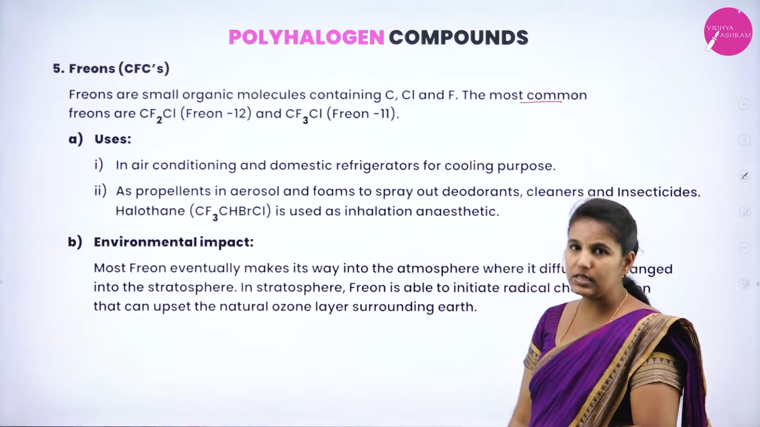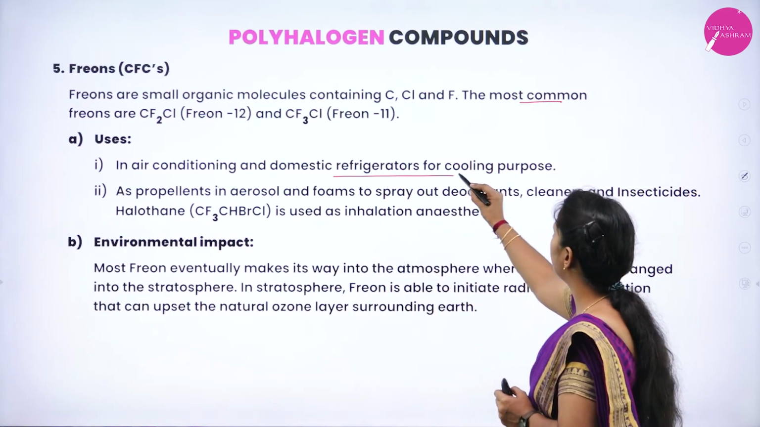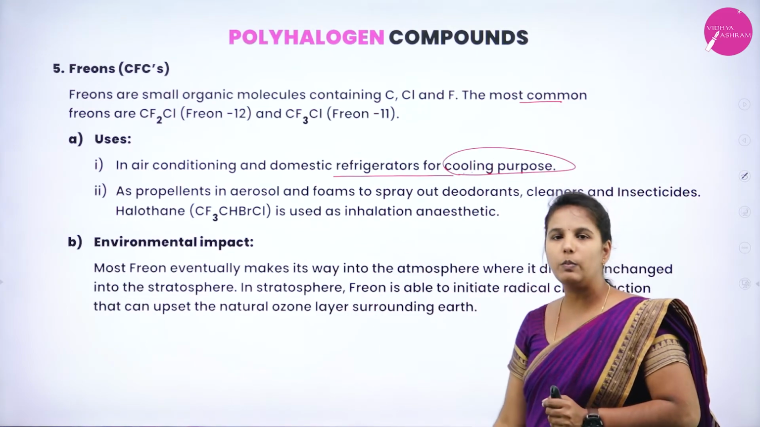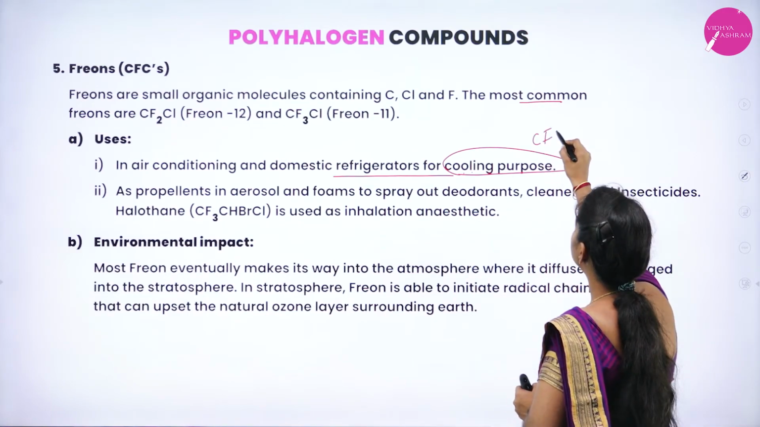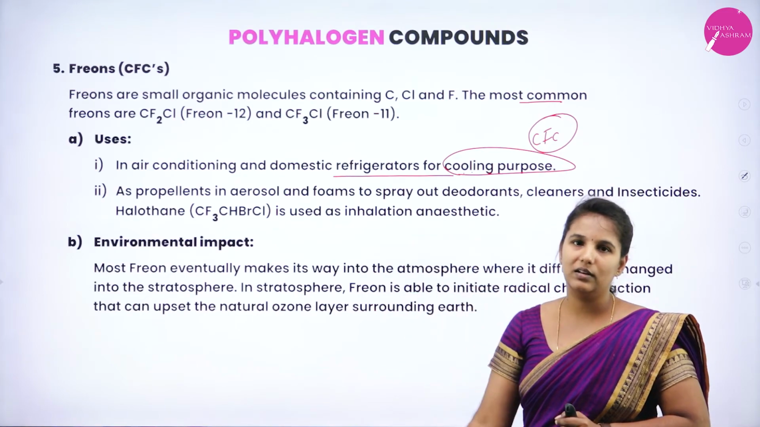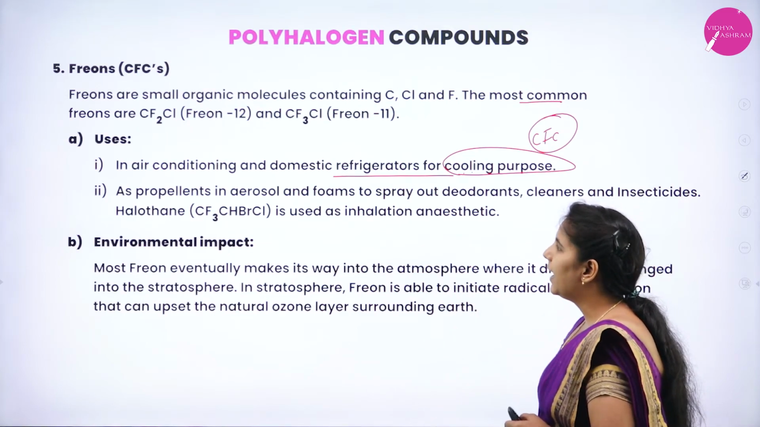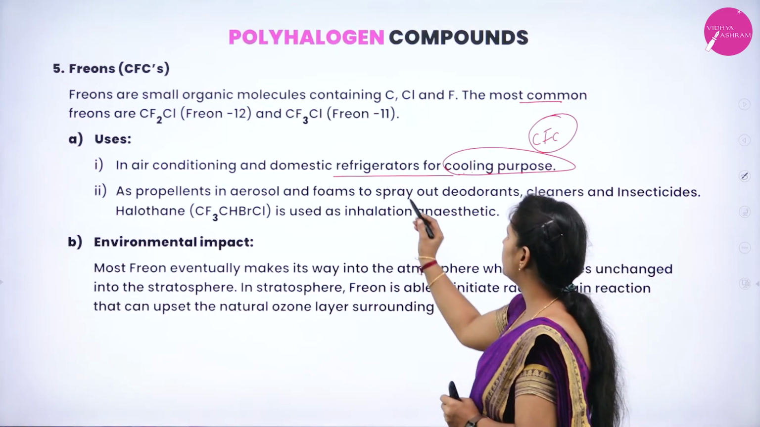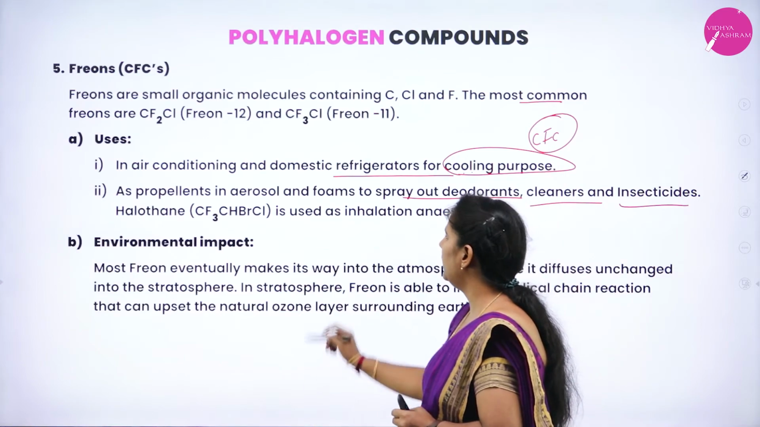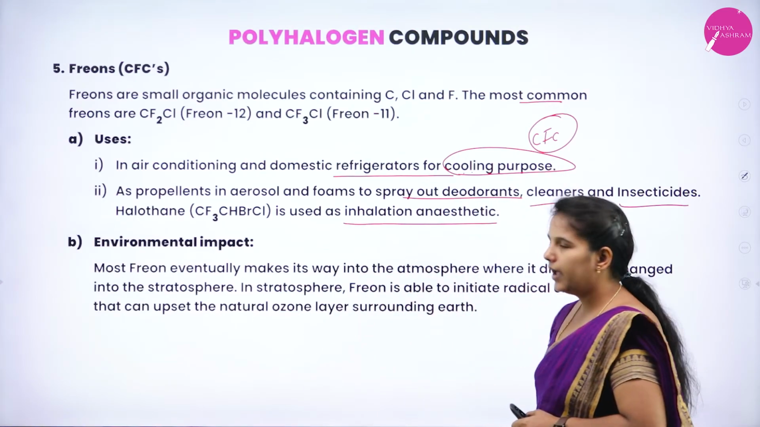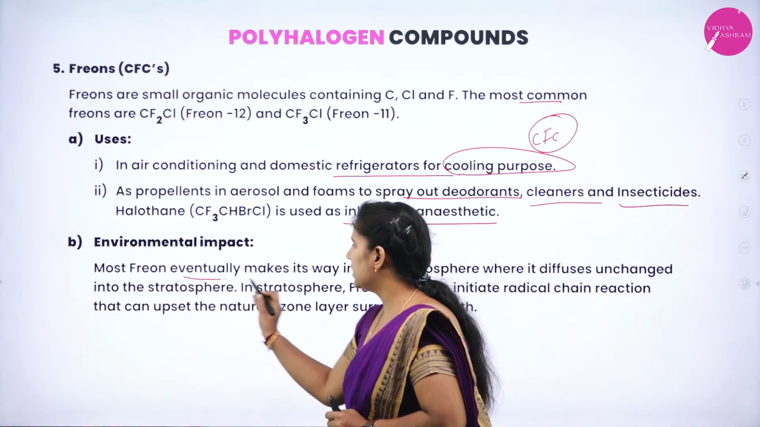Coming to their uses, in air conditioning and in domestic refrigerators for cooling purposes. Since we are using them for cooling in refrigerators as well as in air conditioners, the CFC gas mainly causes global warming, right, as well as carbon tetrachloride. So this is a major cause for that. They are also used as a propellant in aerosols and form a spray, in cleaners, in insecticides, and haloethane is used as an inhalation anesthetic.